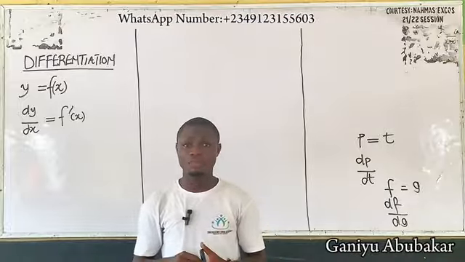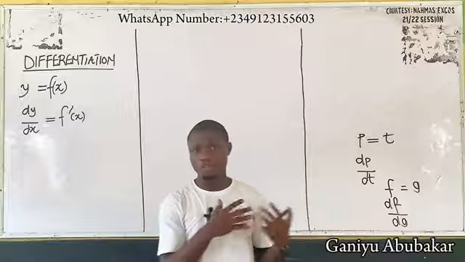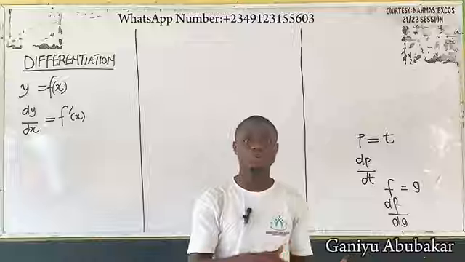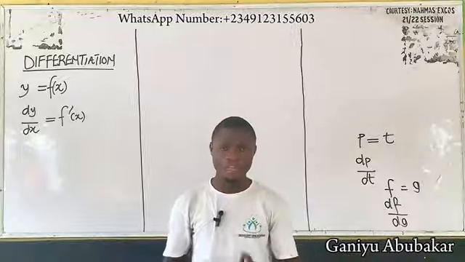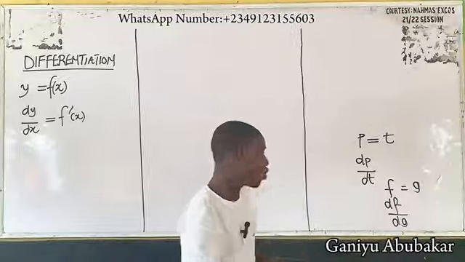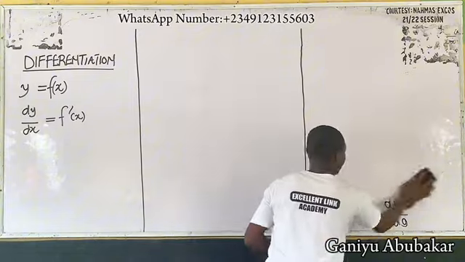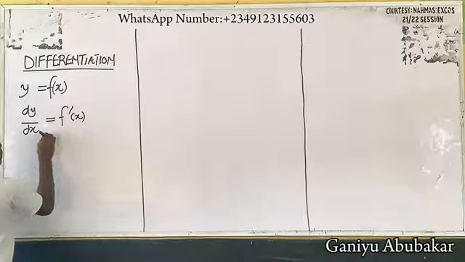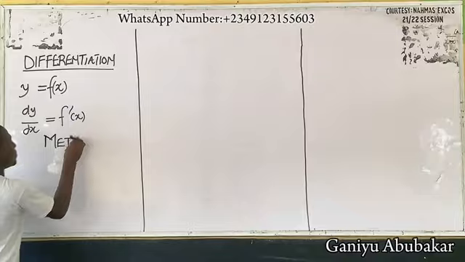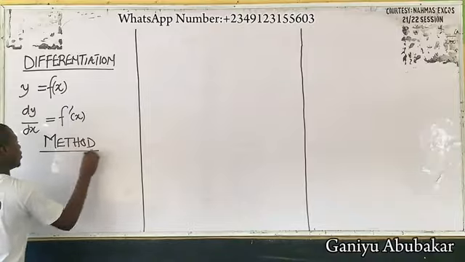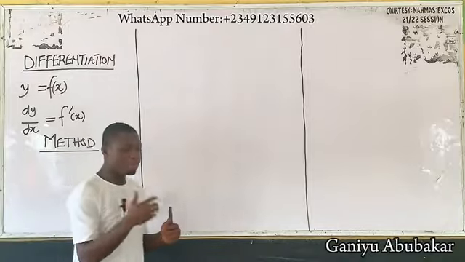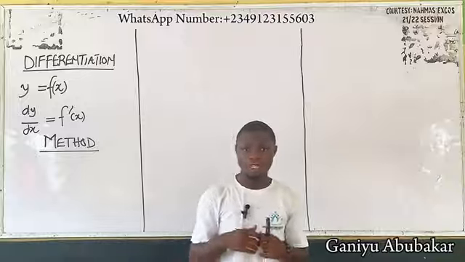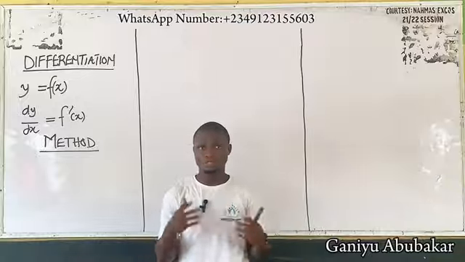of differentiation. When it comes to differentiation, there are several methods involved. We look at these methods one after the other. Basically, let's look at the methods of differentiation. There are close to 6 methods involved in differentiation. Let's list them out and then look at them one after the other.